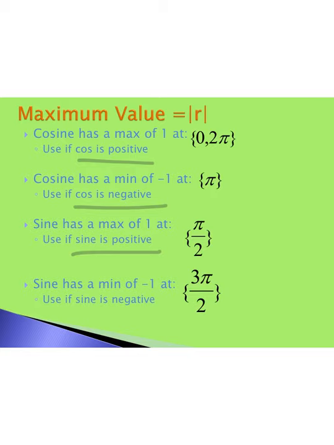And if I had a negative sine function, again, it would take that minimum and turn it into a maximum. So if the function I'm dealing with has a negative sine function, I would then use the angle 3 pi over 2 to help me identify my maximum. Let's go ahead and look at some examples and see how we can actually do this.